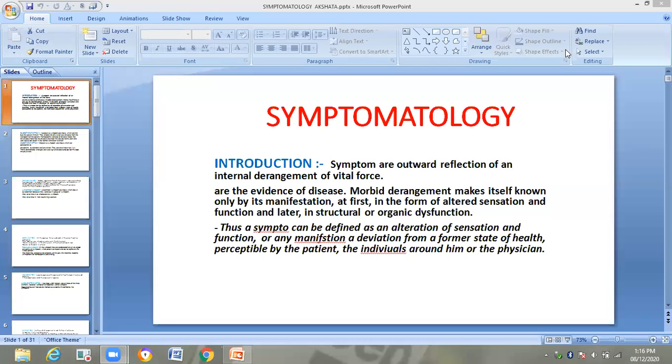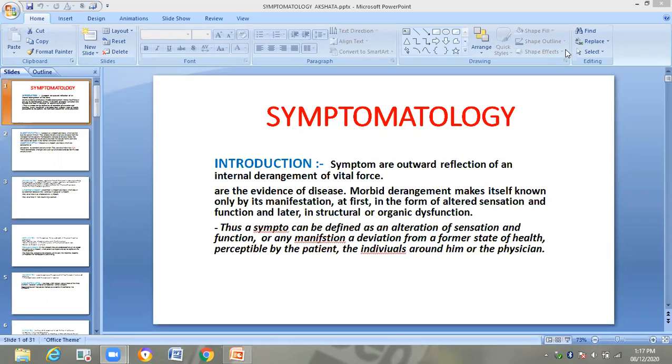According to Dr. Hahnemann, the symptom is nothing but the outwardly reflected picture of the internal essence of the disease. We all know that according to Dr. Hahnemann, symptom is nothing but outwardly reflected picture of inner disturbance or inner disease. Symptom is nothing but the affection of vital force, derangement of vital force.